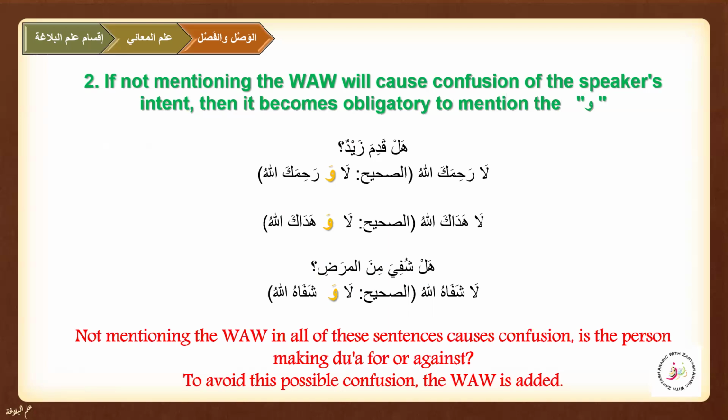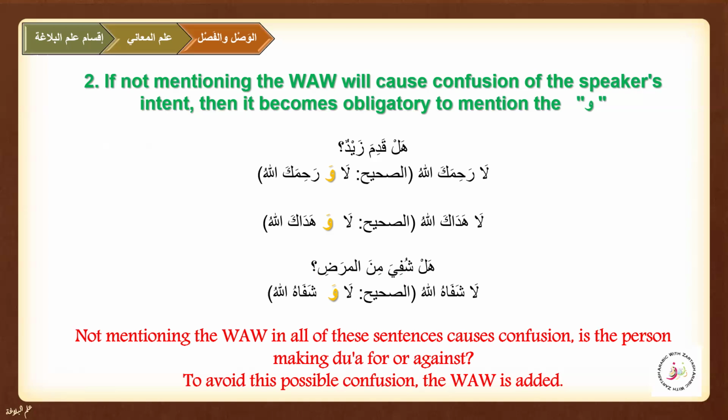Let's see the first example now. Hal kadima Zaidun? Did Zaid arrive? La rahimakallahu. That means, no, may Allah have mercy on you. Or, may Allah not have mercy on you. So the sahih, the correct sentence, is la wa rahimakallahu. Wa rahimakallahu means no, and may Allah have mercy on you.